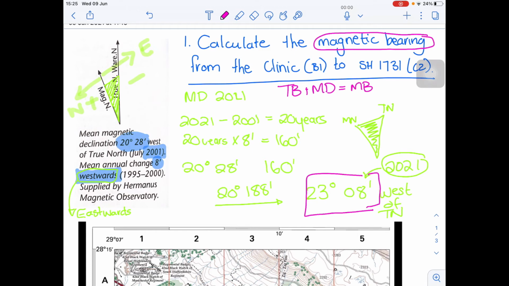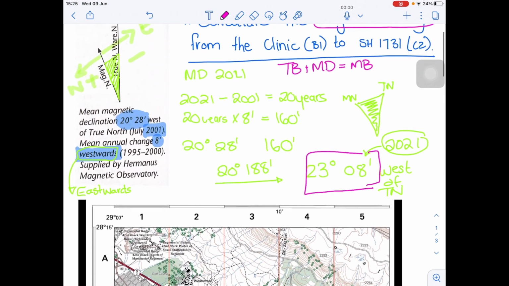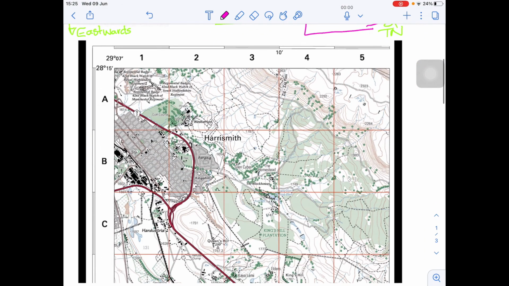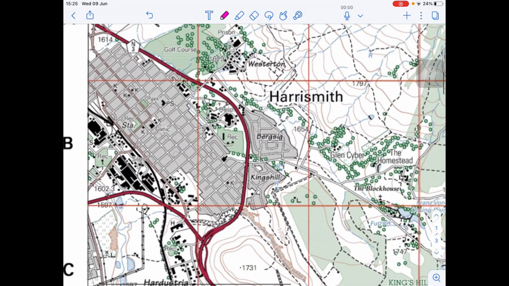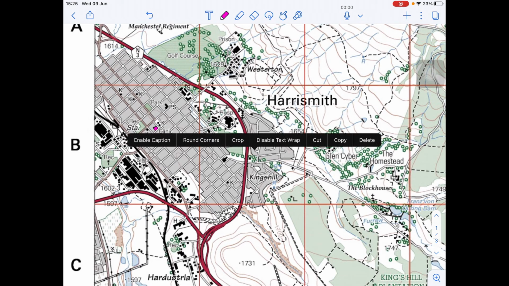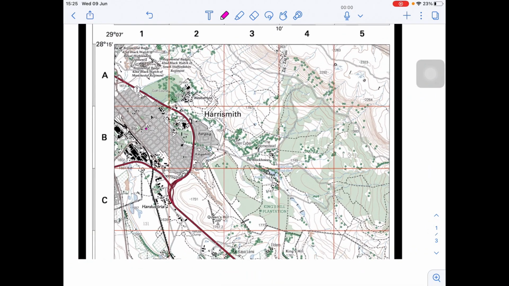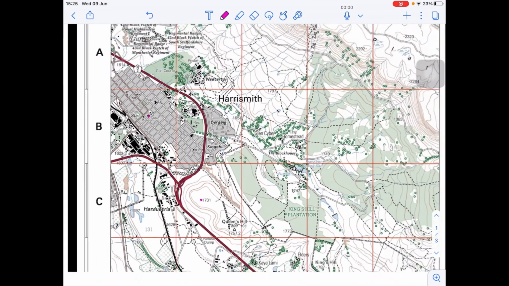Question says, from the clinic in B1 to the spot height 1731 in C2. So if we highlight those points on our map, and this is the Harry Smith map in your textbook, then you've got your clinic over here in B1, obviously not the name, but the building. And you've got your spot height 17. That is your ending point.